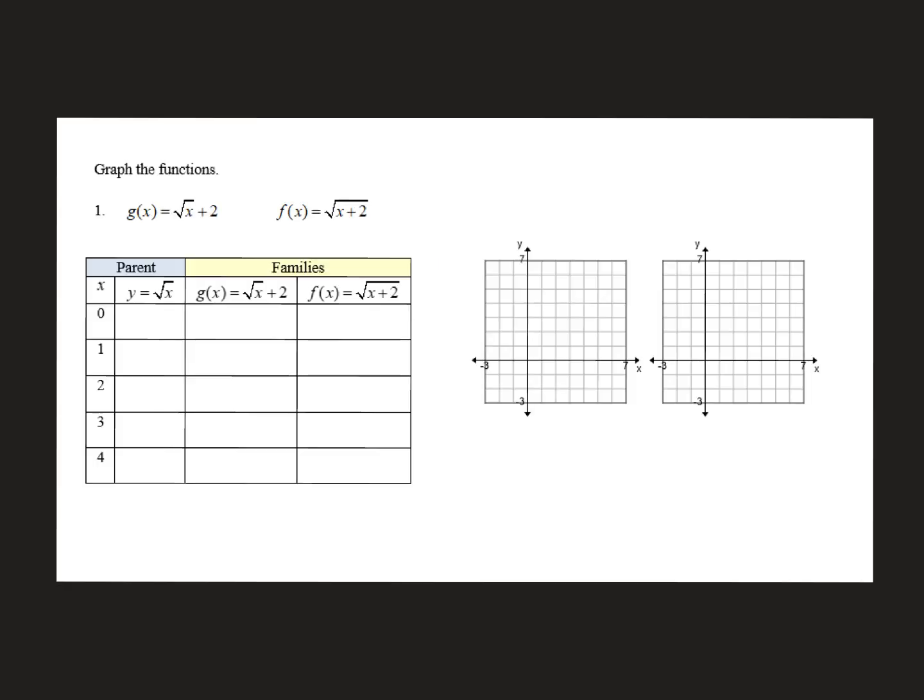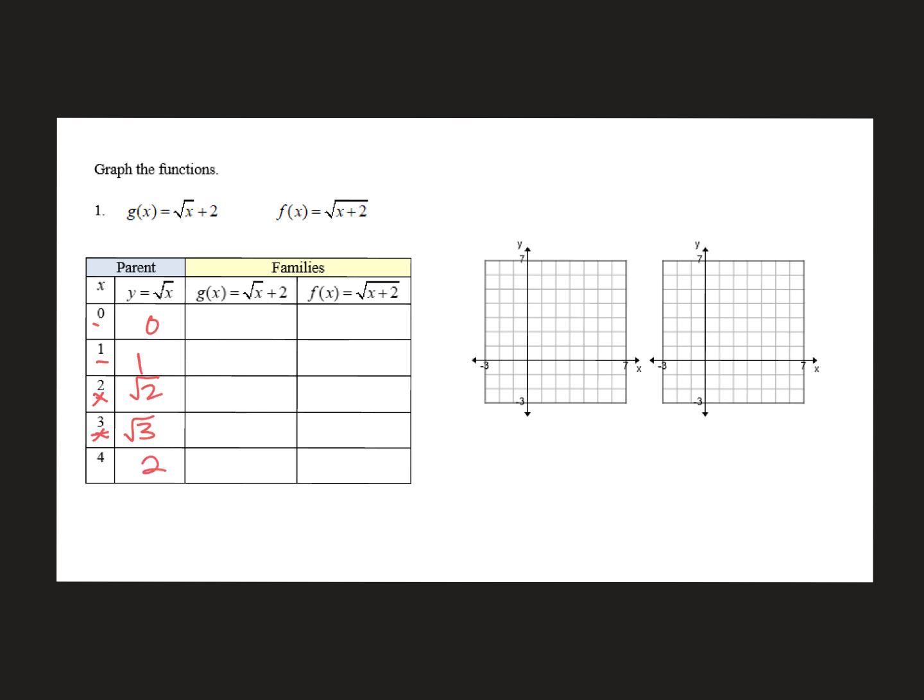All right, so let's do some examples. So this first one, we have a parent function of y equals the square root of x. It's a square root parent function. We can find key points by simply finding the square root of several numbers, such as the square root of 0. The square root of 0 is 0. The square root of 1 is 1. The square root of 2 is just square root of 2. Square root of 3 is square root of 3. These points will not be very helpful when graphing. The square root of 4 is 2.